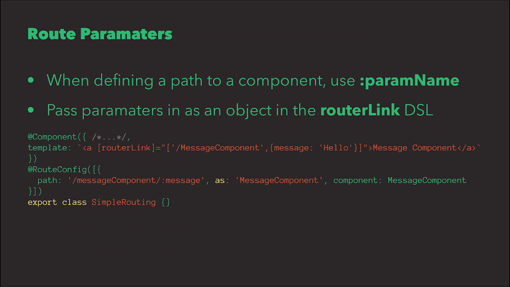So with the routing, you have to use a colon, then the parameter name that you want in your path definition. So you can see in our route config here, we have message component / message. This means that when Angular is matching a route that is / message component, it will treat the part after that as being the message parameter. So how this affects the router link DSL is you can see we have the message component, then the second element in the array is an object that will contain the parameters that we want to pass into the message component.